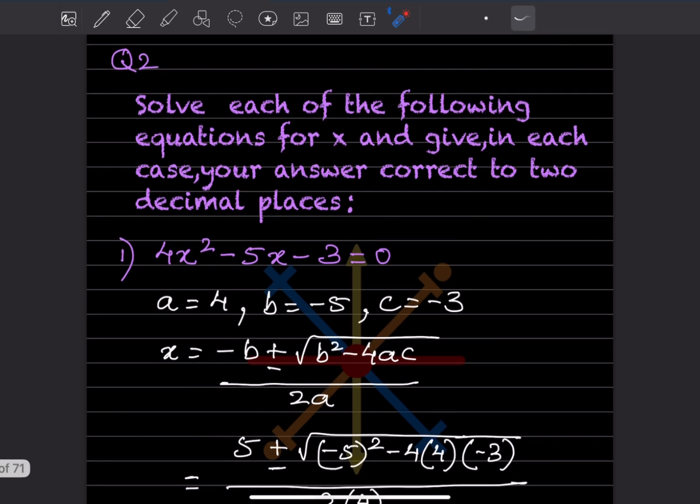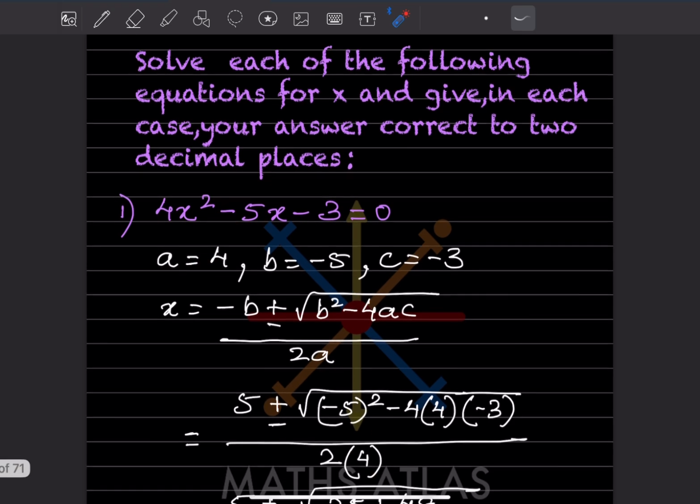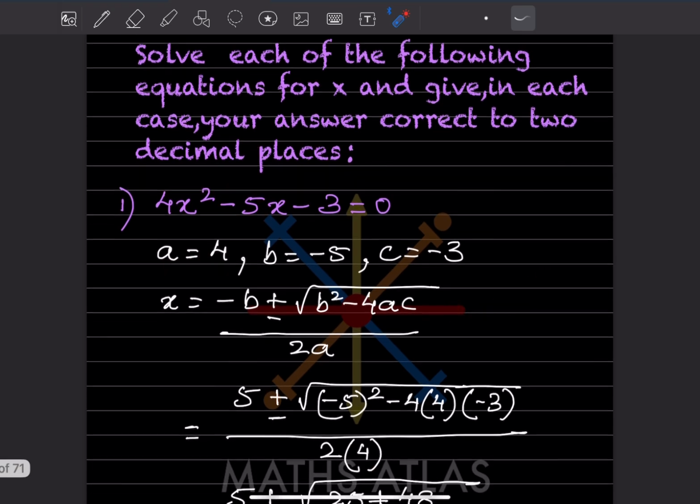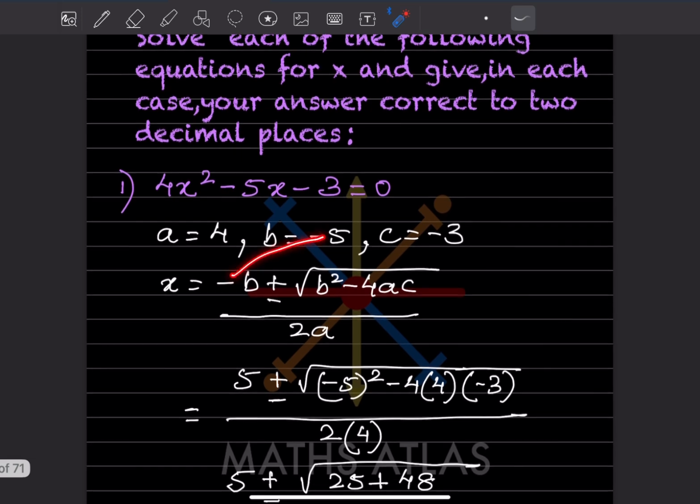Now see here, this is in the form of ax square plus bx plus c is equal to 0. So a will be 4, b you have to look at along with the sign, that will be -5, and c is -3. So this is the quadratic formula, and now you have to put in the values. This minus and minus becomes plus, so this will be +5, plus or minus root of b, which is -5 square, minus 4 times a, which is 4, and c is -3, divided by 2 times a, which is 4.